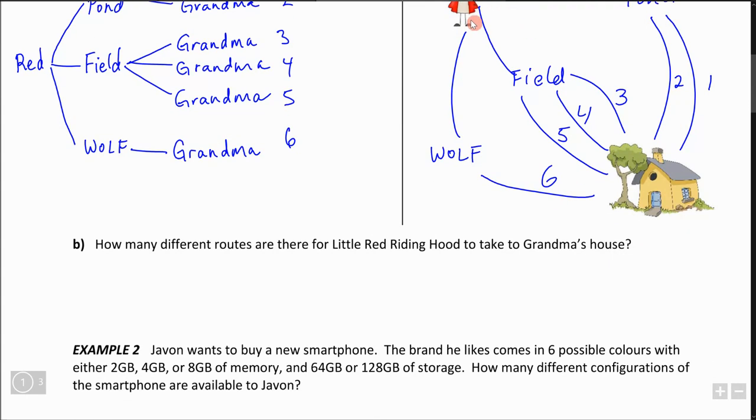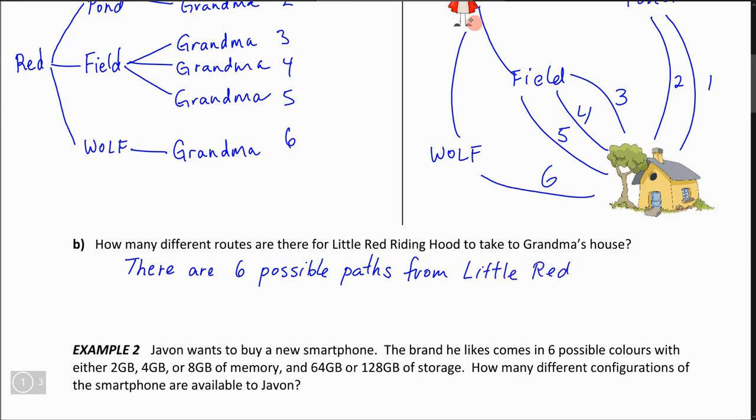So in part B, my answer to either the mapping diagram or the tree diagram, they both yield the same number of possible paths, and that there are 6 possible paths from Little Red Riding Hood's house to Grandma's house.